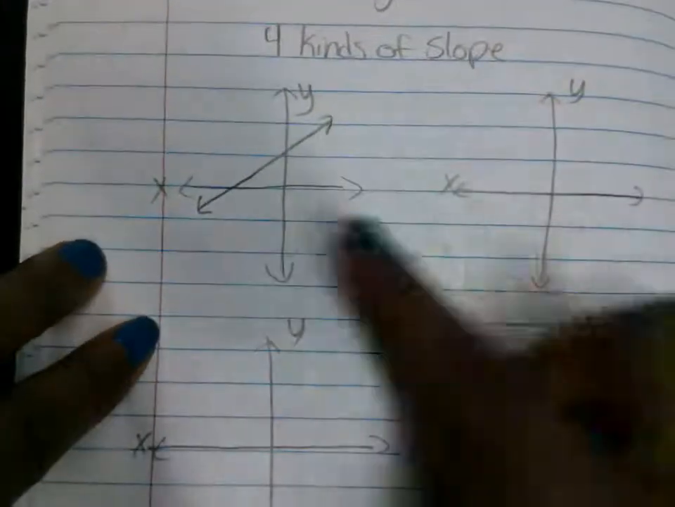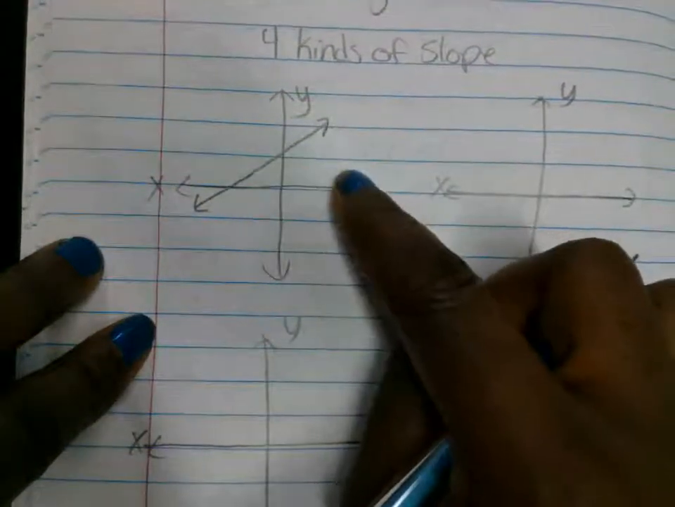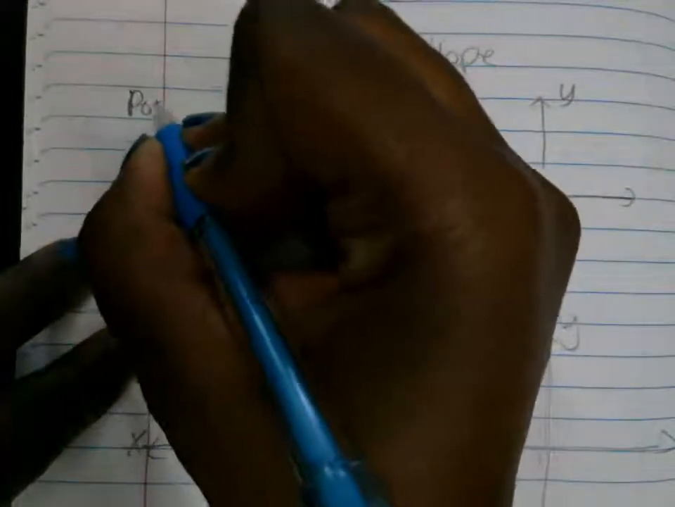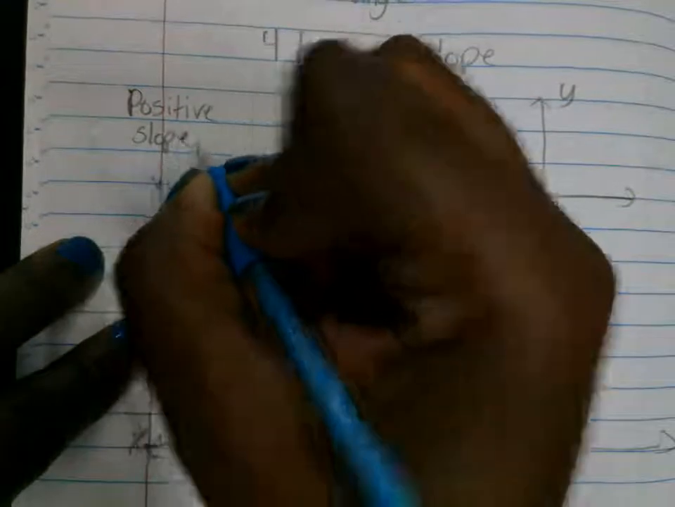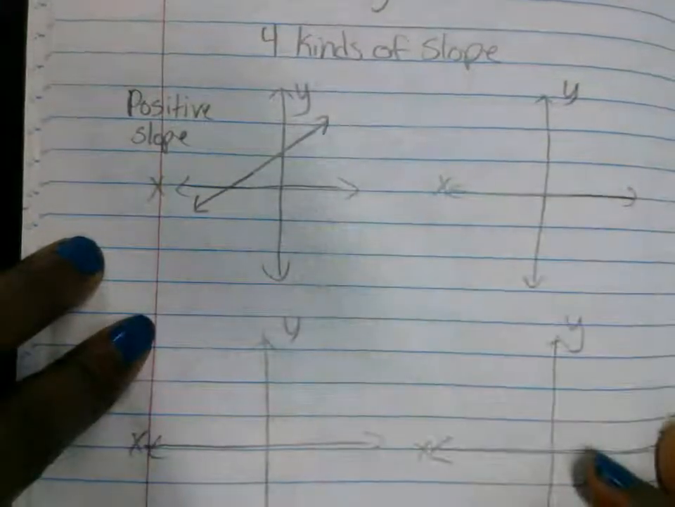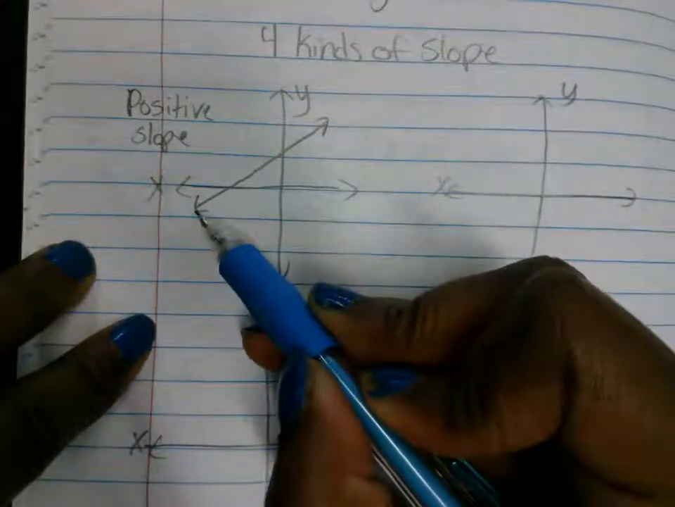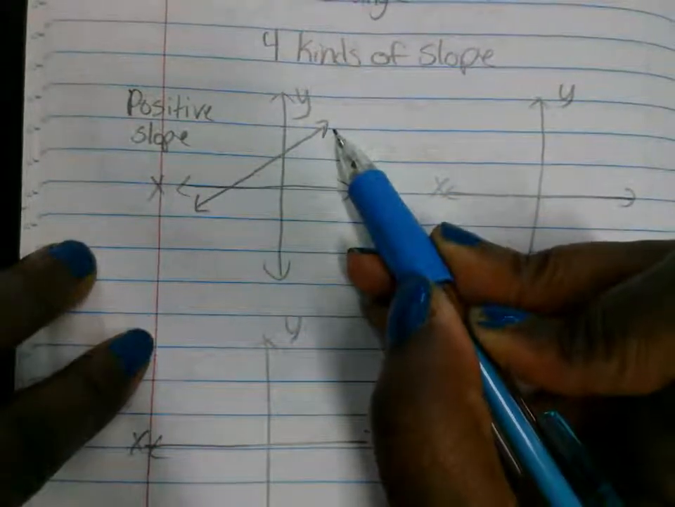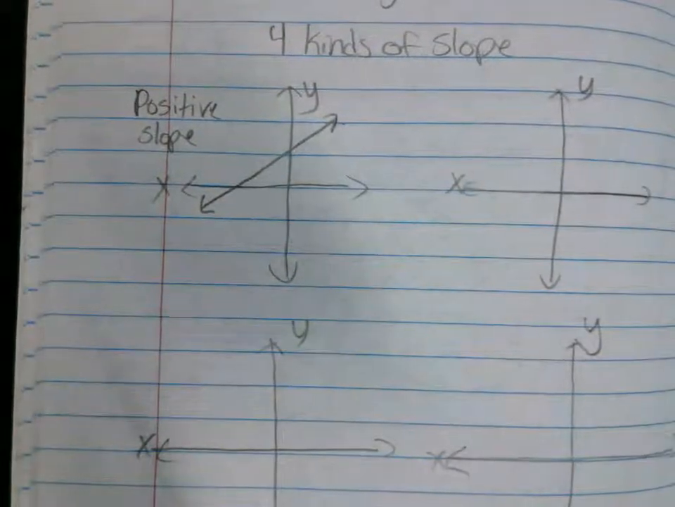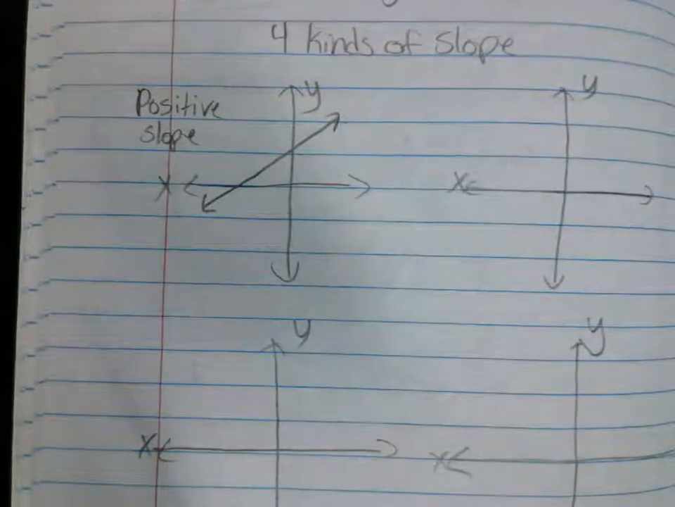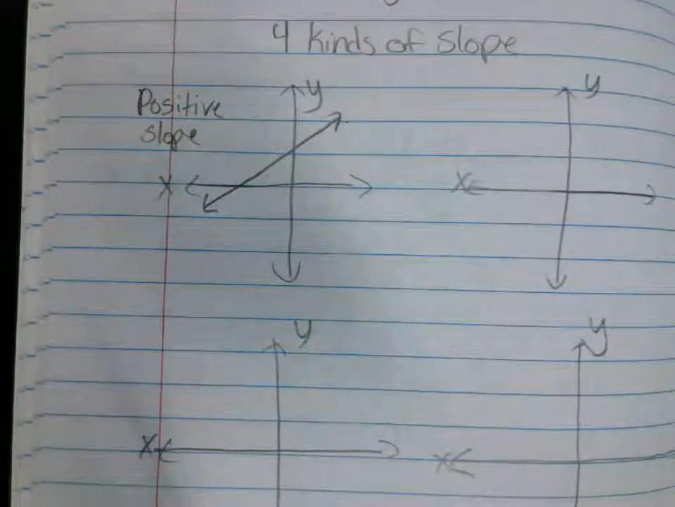This is a positive slope. As x increases, y increases. This line has a positive slope. The number that would describe this slope is going to be a positive number. M would be positive because the line from left to right is going up. This is a positive slope. As x increases, y increases. This line has a positive slope.